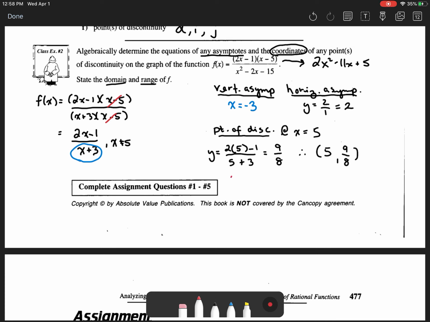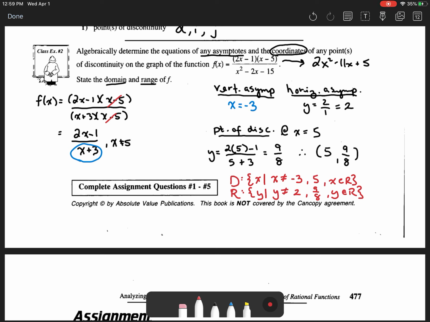So now, real simple for your domain and range. For the domain, we're going to say what the x values cannot be. We know the x values cannot be negative 3. That comes from your vertical asymptote, and it cannot be 5. That comes from the x coordinate of your point of discontinuity, and then you say x is an element of the real number system. For the range, the y values, again, what can y not be in this question? Well, there were two values. y cannot be 2, which is the horizontal asymptote, and it also cannot be the y value of the point of discontinuity, which is 9 over 8. And y is an element of the real numbers.